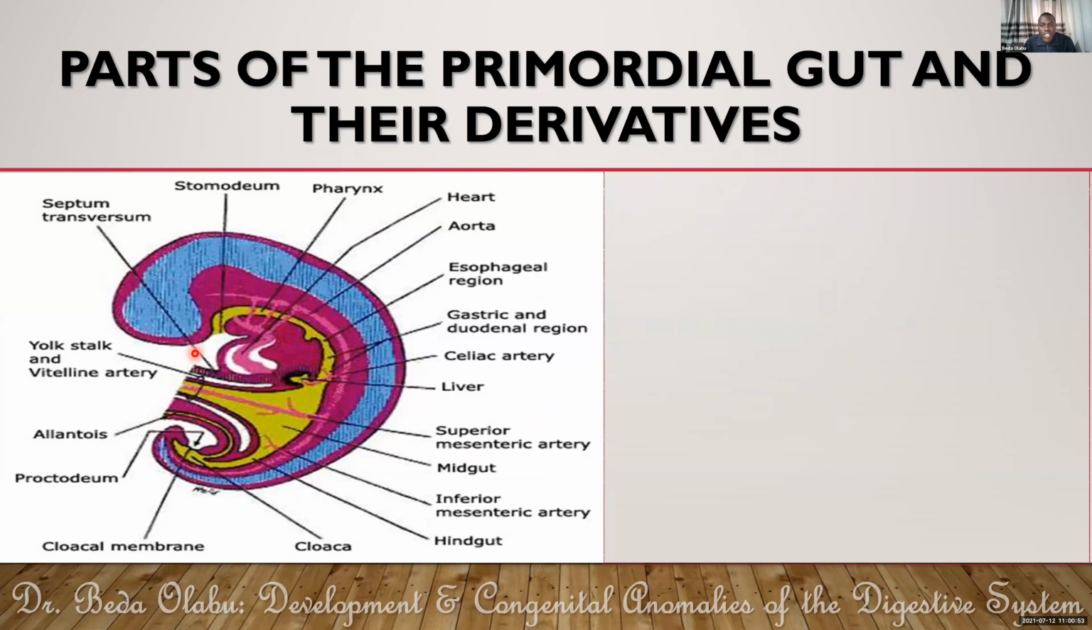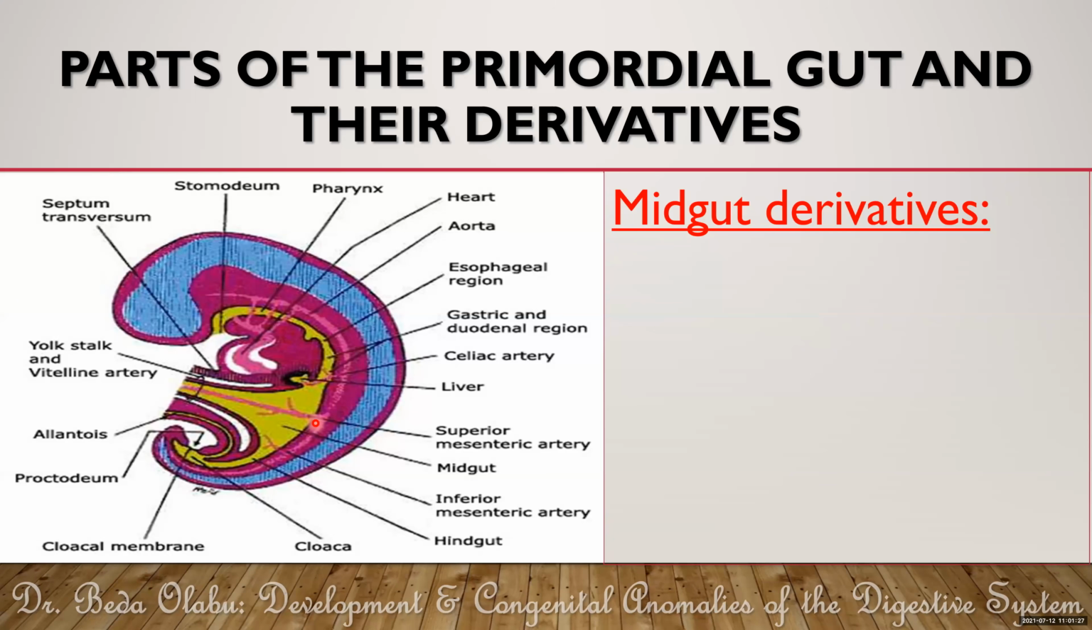What are the midgut derivatives? So midgut is this region where the gut is attached to the vitelline duct. I forgot to tell you in the previous slide that the artery of the foregut is the celiac trunk, a branch of the aorta. When we come to the midgut, the artery of the midgut is the superior mesenteric artery, which is also a branch of the aorta. Superior mesenteric artery is a branch of the aorta.